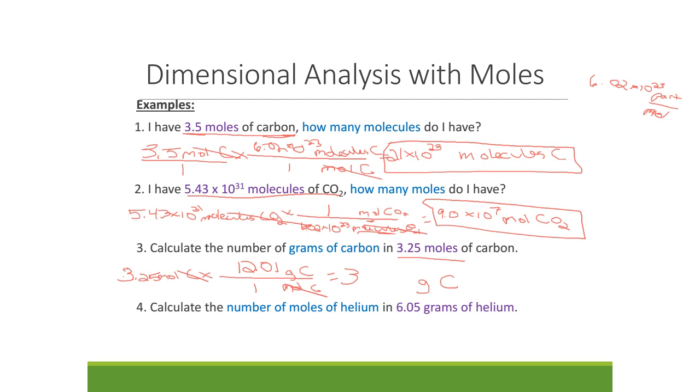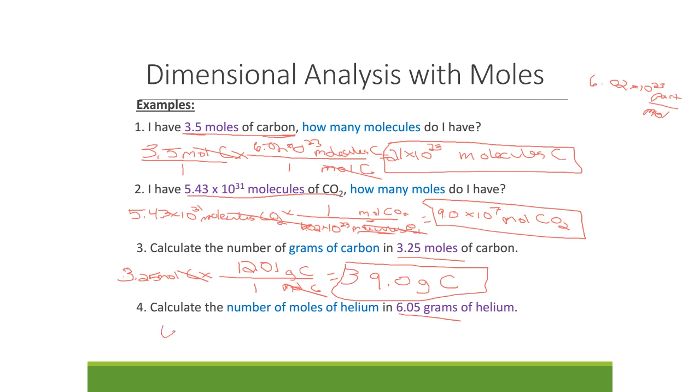So 39.0 grams of carbon. And we started with 3 sig figs. Our answer is rounded to 3 sig figs. So that would be our final answer. Last type of problem that we have, this time we're starting with grams and we're solving for moles.